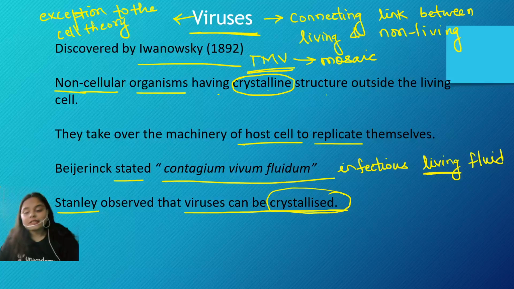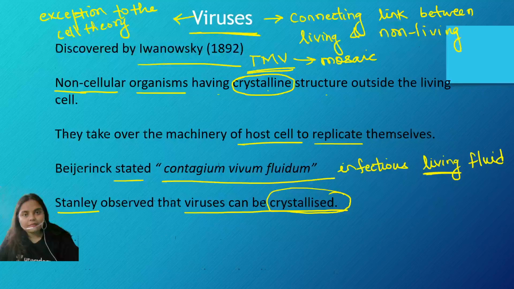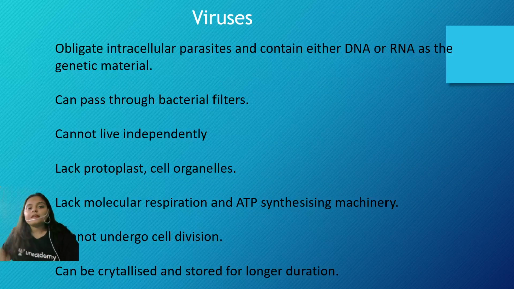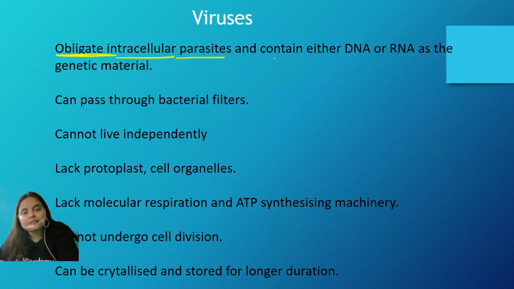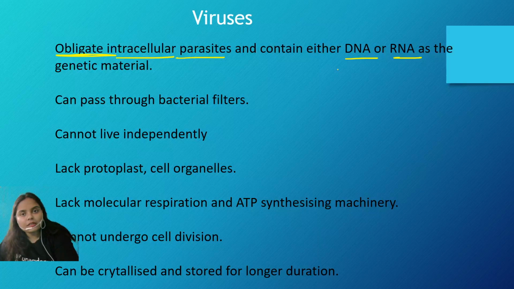So viruses are even smaller than bacteria. Now what are viruses? They are obligate, that means compulsory, intracellular parasites, and contain either DNA or RNA as the genetic material. They are obligate intracellular parasites because they need their host for their replication process to complete. They cannot replicate on their own.